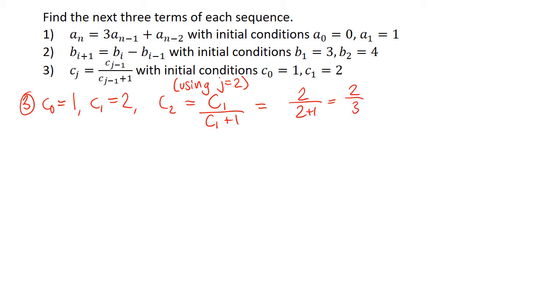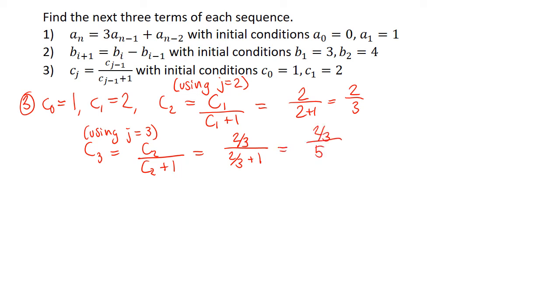Okay, and then c3, so for c3 I'm using j equals 3. Okay, and then on the right hand side, j minus 1 will be 2, so this is going to be c2 over c2 plus 1. So this is 2/3 over 2/3 plus 1. So 2/3 plus 1 is 5/3. So this will be 2/3 times 3/5. That's 2/5.